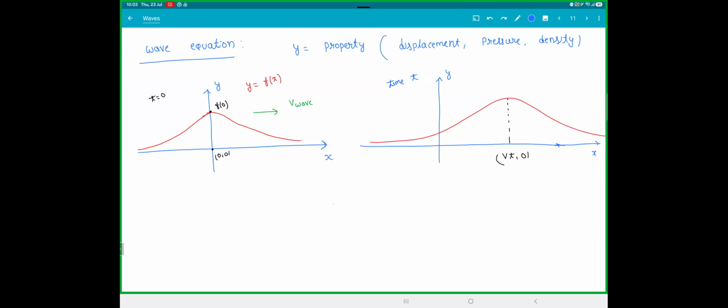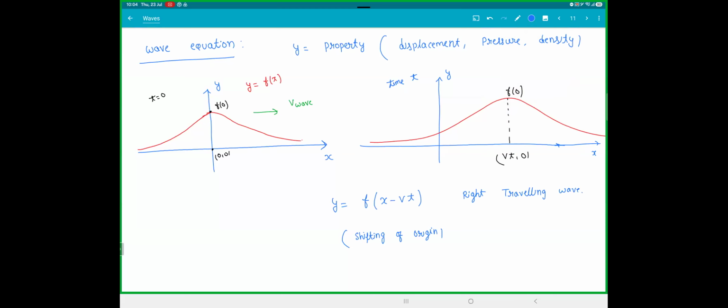What will happen to the new equation? Shifting of origin. We have to shift the origin from (0, 0) to Vt. So this becomes f of x minus Vt. This is called a right traveling wave. This is by shifting of origin, because when I put x equal to Vt, I should get f of 0 here, because the peak value still remains the same. So if the wave is going forward, the wave equation will be f of x minus Vt. That is the general form. This is a right traveling wave.